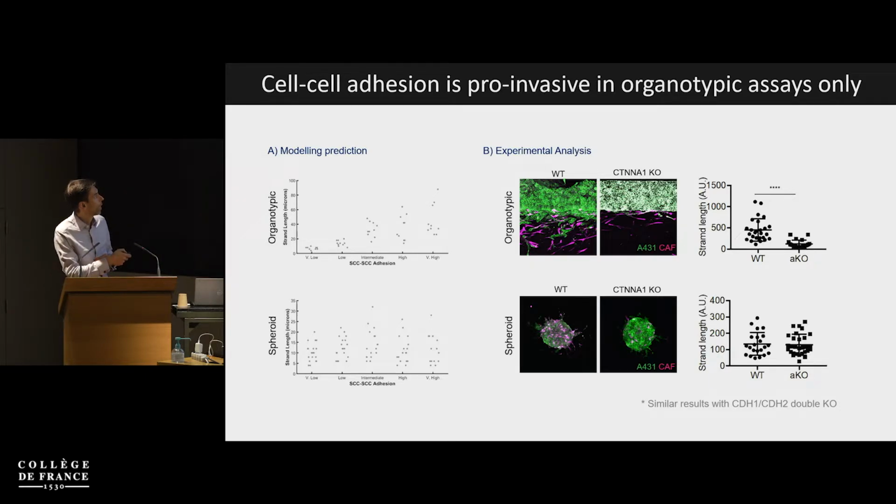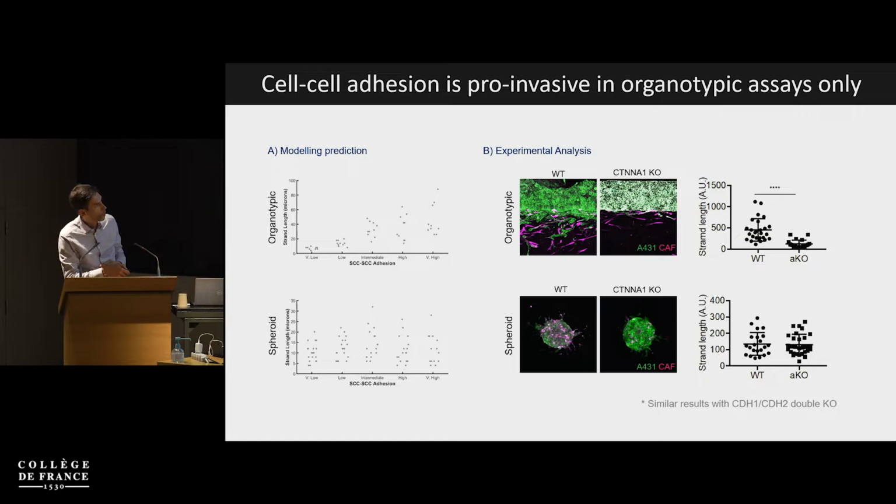One of the things I'd like to draw attention to here was this somewhat unexpected result from the model: in this layer-like situation, where we think there's a uniform cue that's making the cells invade down, we see a positive relationship between cell-cell adhesion and the extent of invasion, something that we could confirm experimentally as shown here and quantified here. However, in the spheroid context, there's a much flatter relationship. And again, this was something that we could confirm experimentally.